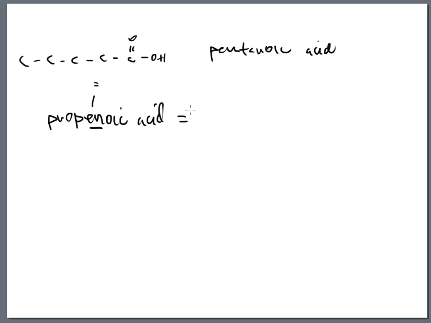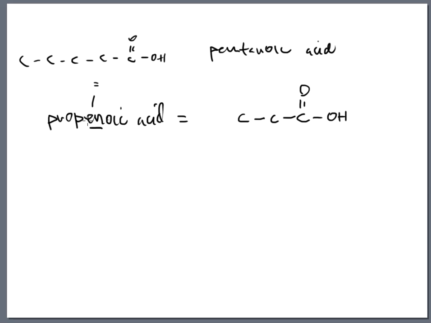So propanoic is prop, which is 3. Oic acid, oic, is double bond OOH. There is propanoic. Well, where's the double bond? It doesn't give me a number.